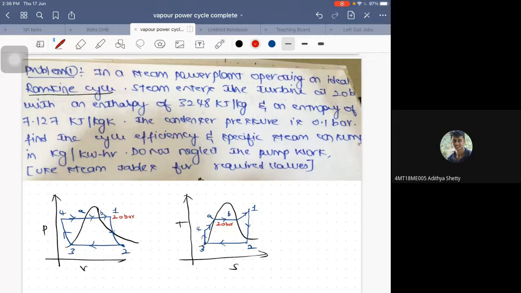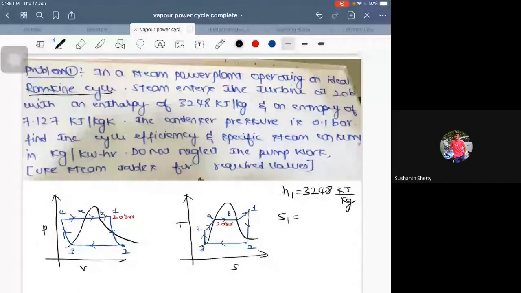Steam enters the turbine at 20 bar and with an enthalpy of 3248 kilojoules per kg. Whether it is H1, H2, H3 or H4, which one is it? H1. Very good. So it is the value of H1 which is given. H1 is equal to 3248 kilojoules per kg. That's excellent. Next, an entropy of 7.127 kilojoules per kg Kelvin. So entropy I would take as S1, which is equal to 7.127 kilojoules per kg Kelvin.